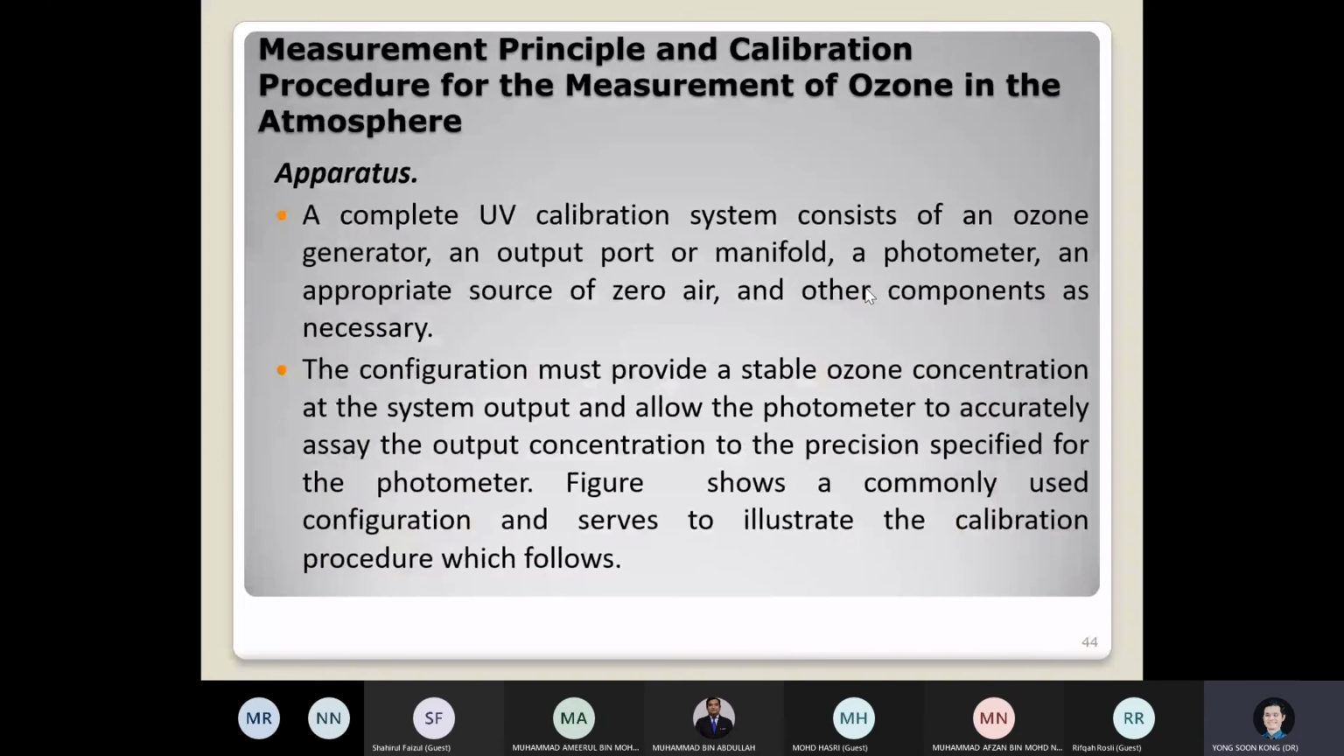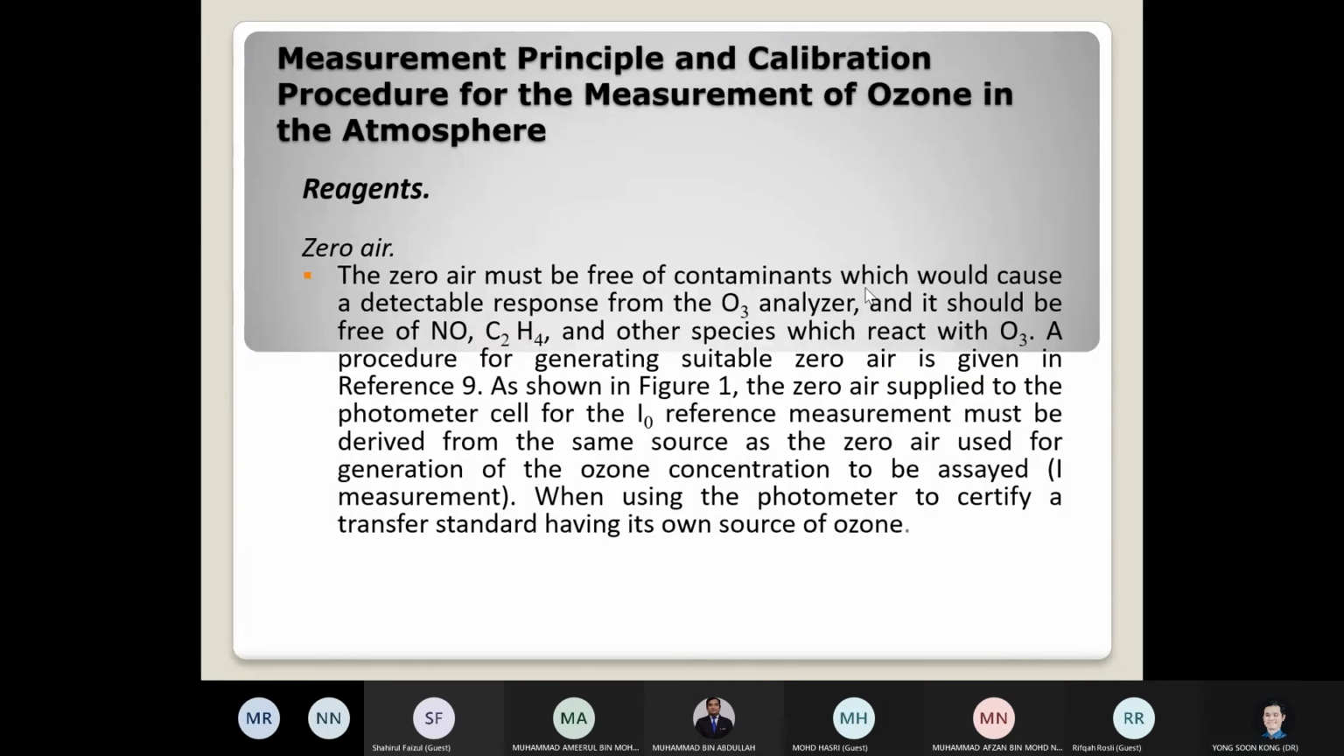And as I said just now, a UV calibration system, because 254 nanometer falls under the UV range of the electromagnetic wave. The light source that is used to detect ozone is a UV lamp, you can say. So what about zero air? Zero air is the air that is free from contaminants. That means no ozone has to be drawn in. So you can say zero air here is to measure the matrix and also serve as the background of the detection of ozone.